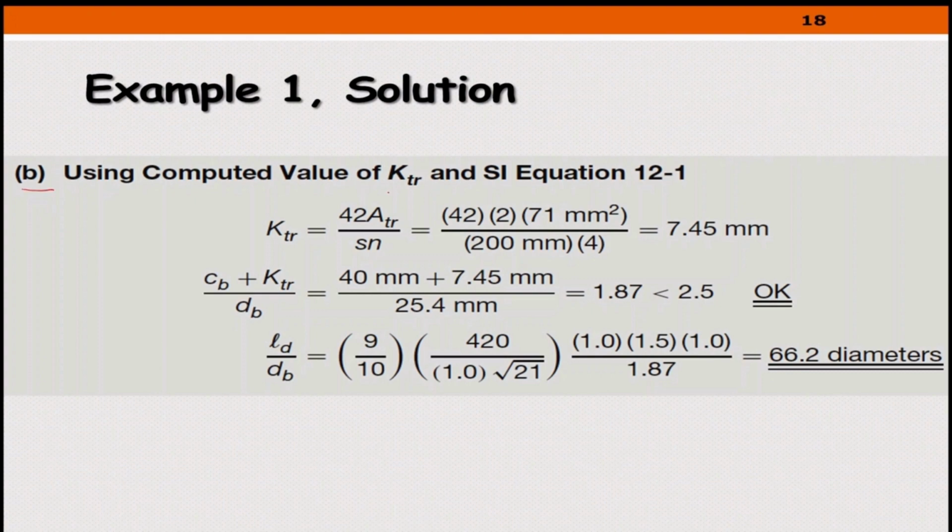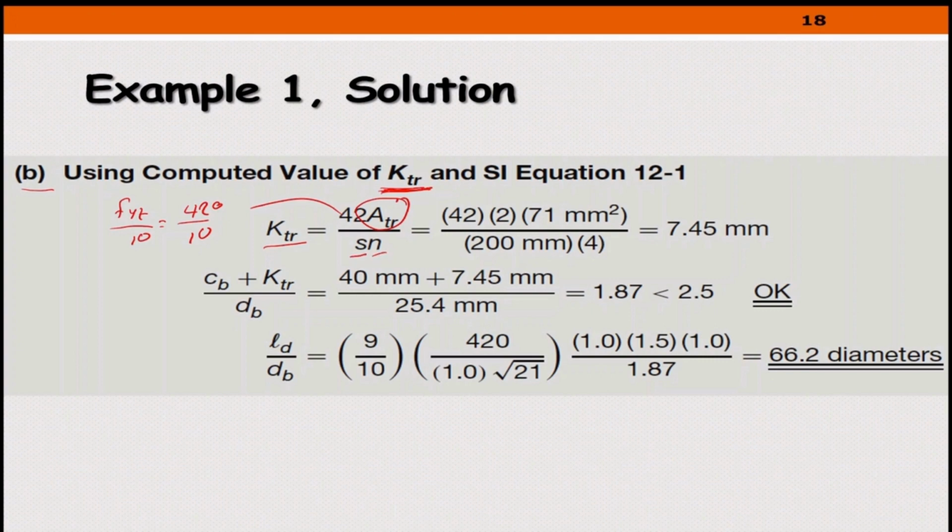Part B in the question is to evaluate the same value, but after considering the actual value of KTR. KTR is equal to 42 ATR over SN, and 42 is actually F yield T divided by 10, which is 420 divided by 10, which is 42, multiplied by ATR over SN.